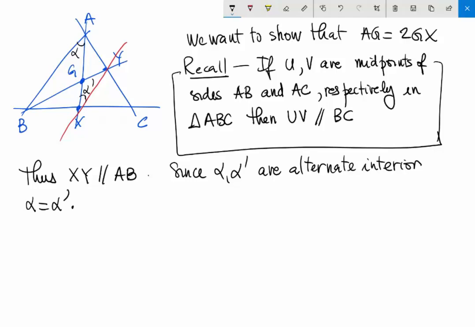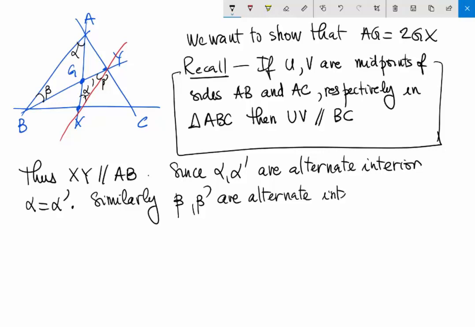Okay, now let's consider the angle ABG. That'll be this angle, and the angle XYG. So this one here, I'll call beta, and I'll call this angle here beta prime. Then similarly, beta and beta prime are alternate interior angles and thus equal.